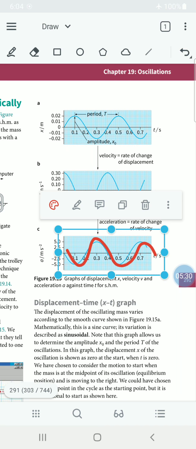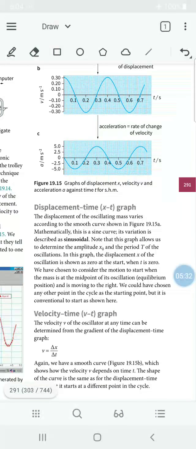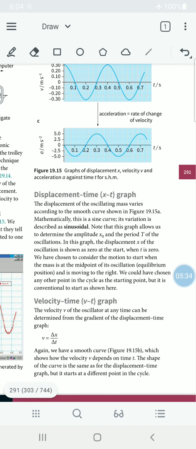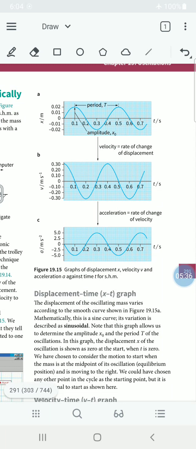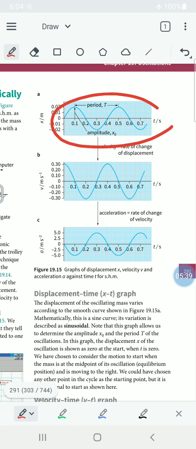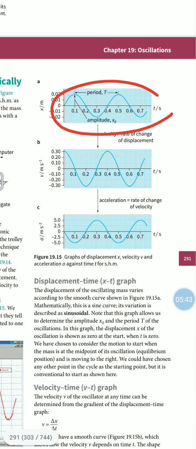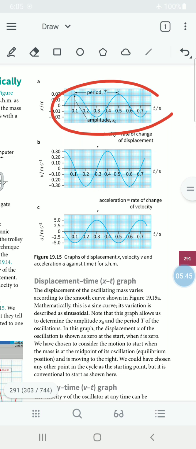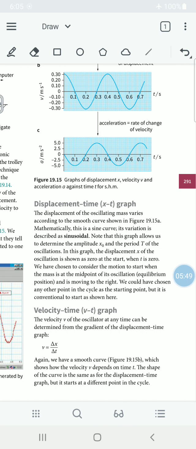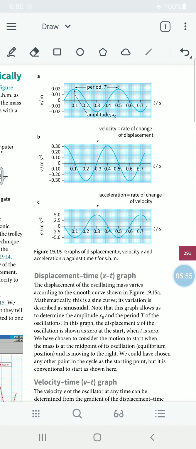Now let's try to figure out how this displacement time graph, the first one here, is important and what kind of information it would give. The displacement of the oscillating mass varies according to the smooth curve shown in figure 19.15a.